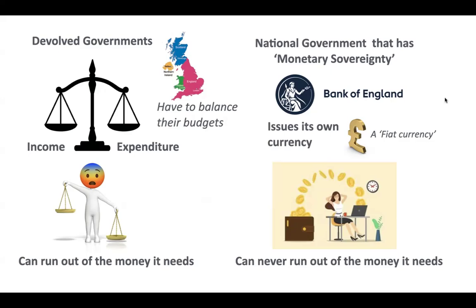But it nevertheless means that you have a pot of money and you can't have any more than what you're given by Westminster. And I believe the Scottish government does have a tiny bit of wriggle room in that it can raise some of its own taxes, but not much. Anyway, the point is that even if they can raise taxes, they can run out of the money that they need. And so it is a worrying situation for the Scottish government.